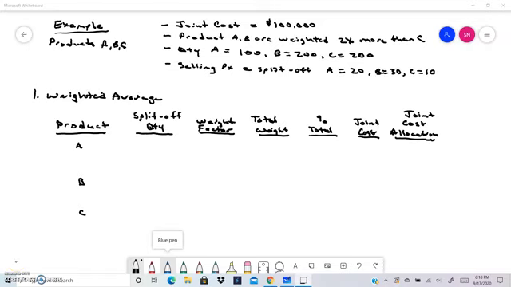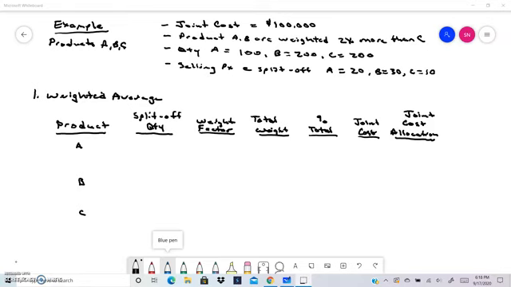So this is chapter 19, part 3. We're just finishing up by looking at an example of joint cost allocation. So we're going to look at two different methods, the two methods that you'll be responsible for.